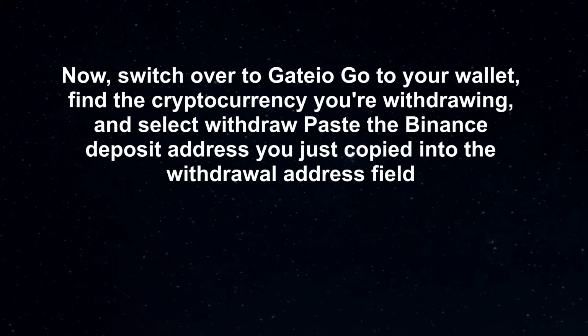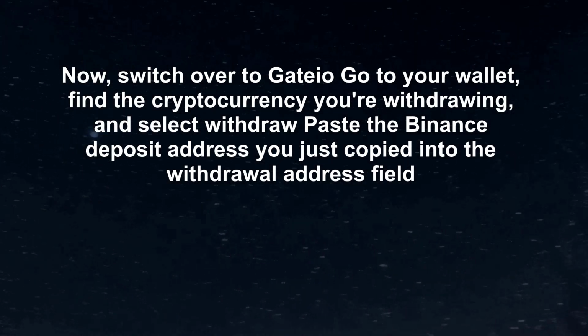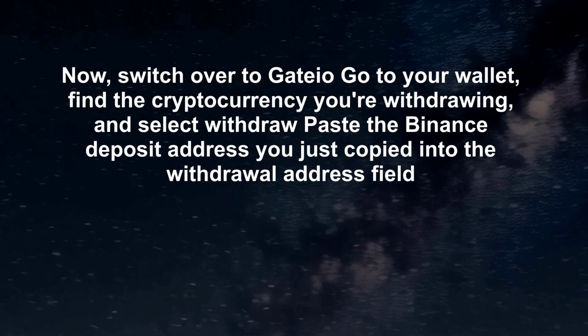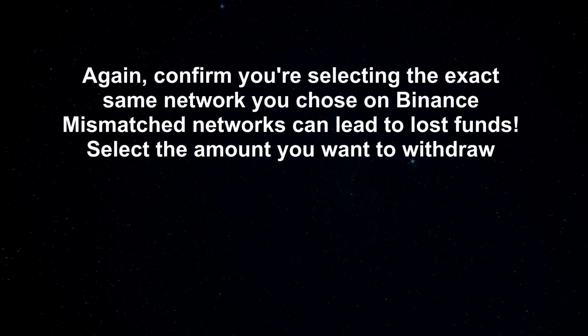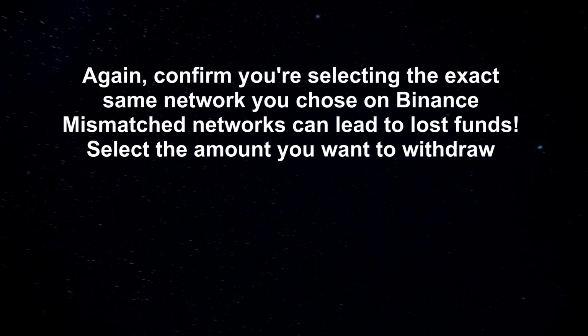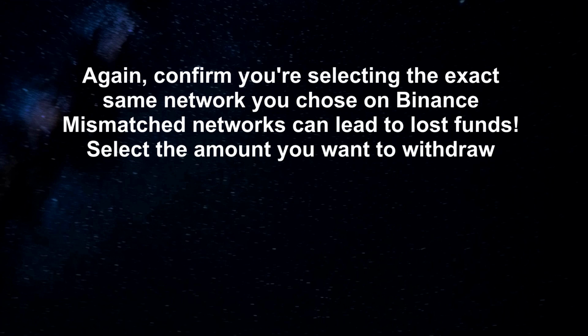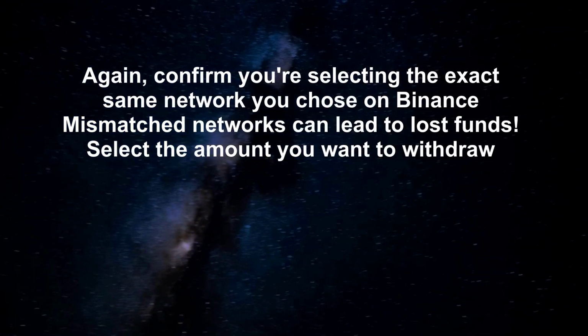Go to your wallet, find the cryptocurrency you're withdrawing, and select Withdraw. Paste the Binance deposit address you just copied into the withdrawal address field. Again, confirm you're selecting the exact same network you chose on Binance. Mismatched networks can lead to lost funds.